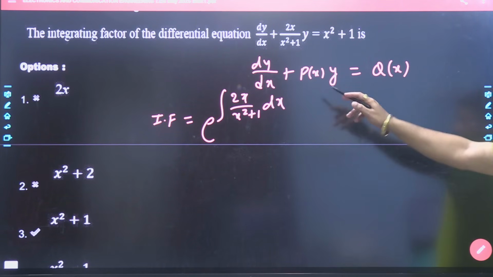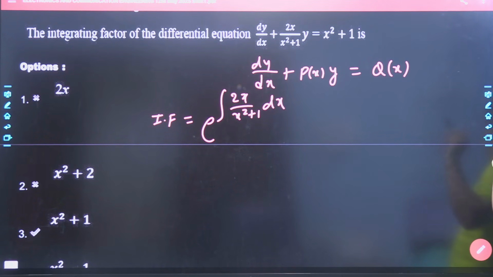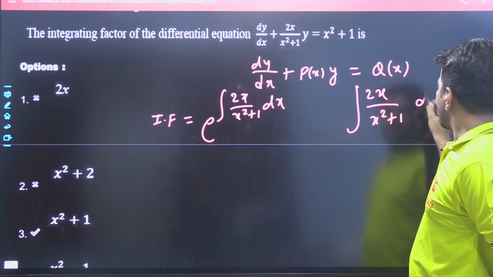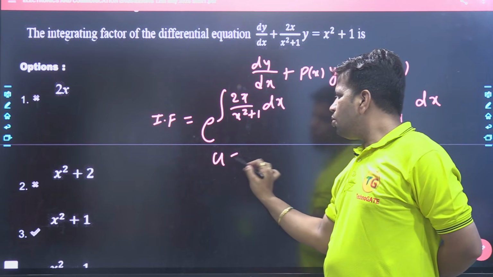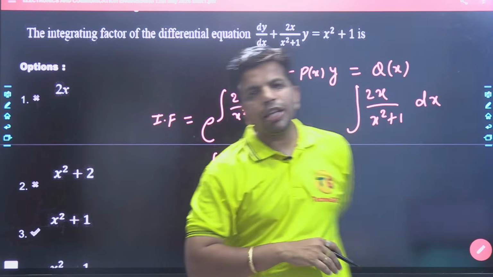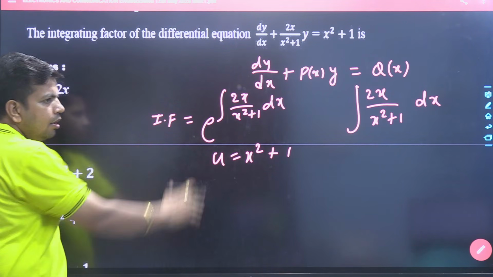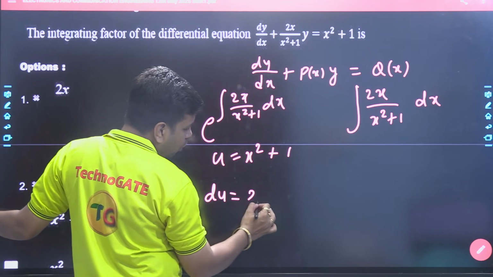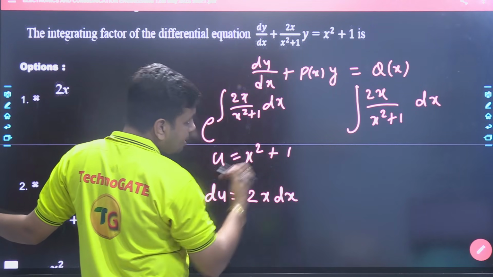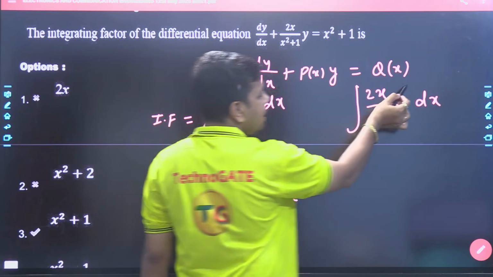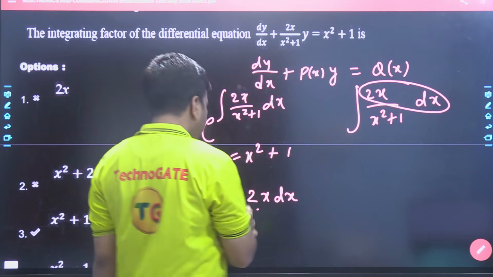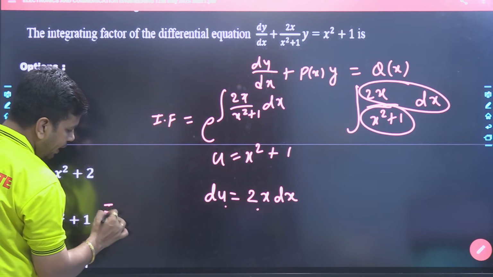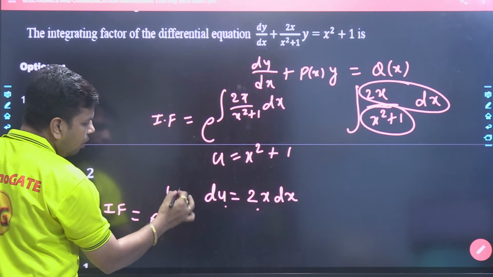So we need to take the integration of 2x upon x square plus 1 dx. Let us assume that u equals x square plus 1. Differentiating, du is equal to 2x dx. Now in place of 2x dx you can put du, and in place of x square plus 1 you can put u. So ultimately the integrating factor becomes e to the power integration of du by u.